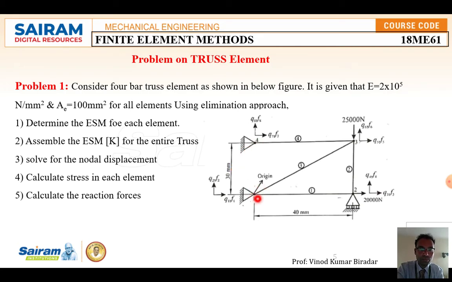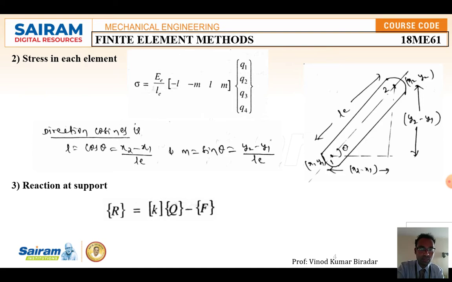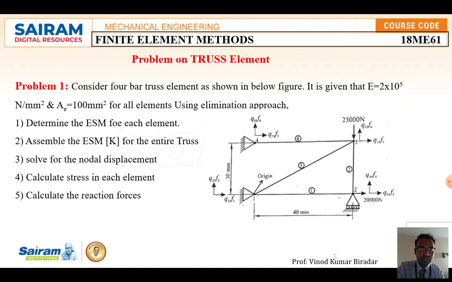Start from the origin. The length of the element from 1 to 2 is given as 40, and the length of this one is given as 30. The lengths of the first, second and fourth elements are given, but the length of the third element is not given. We know this length and this length, so how do we calculate it? Using the Pythagoras theorem: square root of 40 square plus 30 square gives the length of the element.